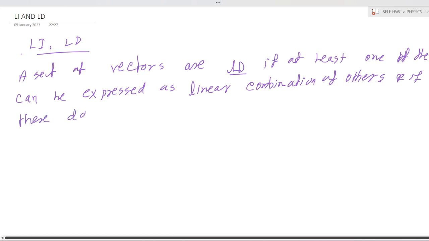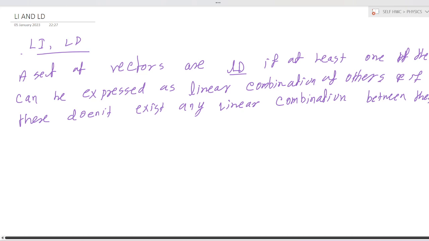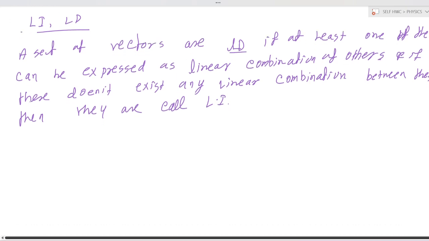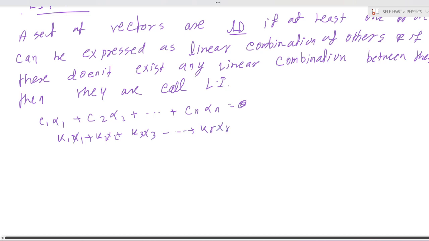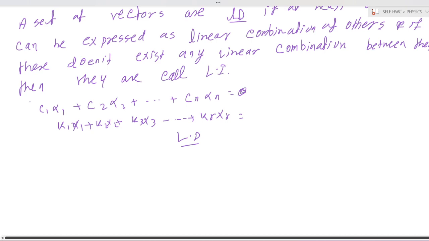And if there does not exist any linear combination between them, then they are called linearly independent. So understand this: c1 alpha 1 plus c2 alpha 2 plus dot plus cn alpha n is equal to theta, and for the others k1 x1 plus k2 x2 plus k3 x3 plus dot plus kr xr, it is linearly dependent.